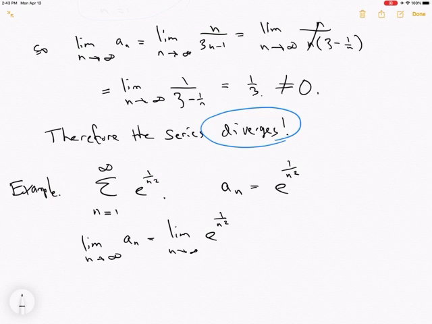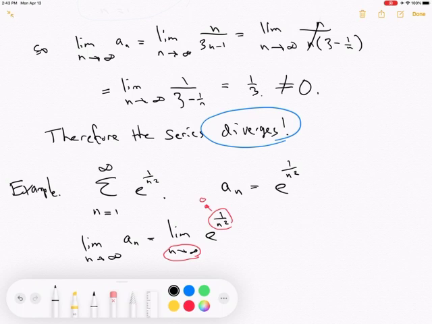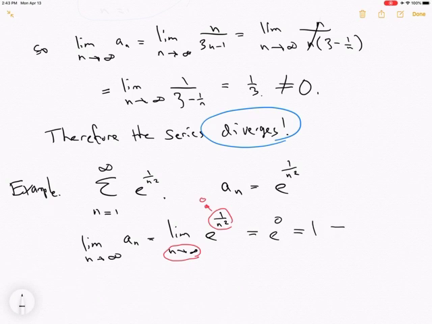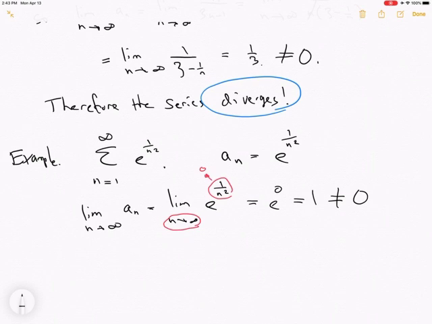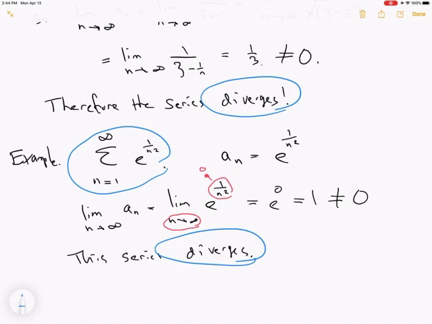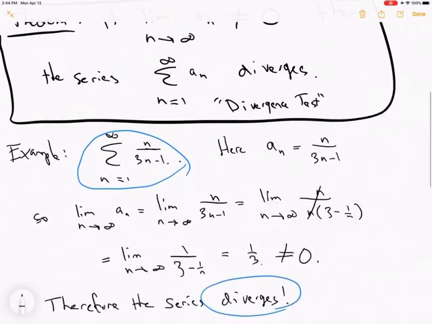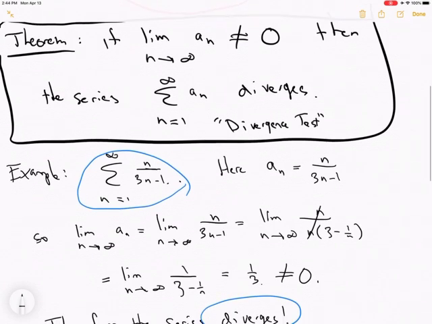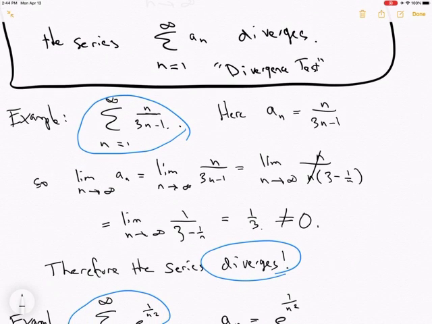But remember, limits are very well behaved, so as n goes to infinity, the 1 over n squared is going to 0. So this whole limit is actually e to the 0, which is 1, which is still not equal to 0. Hence, this series also diverges. One more time, the statement is that if the limit of the terms as you go out to infinity is not 0, then it necessarily diverges.